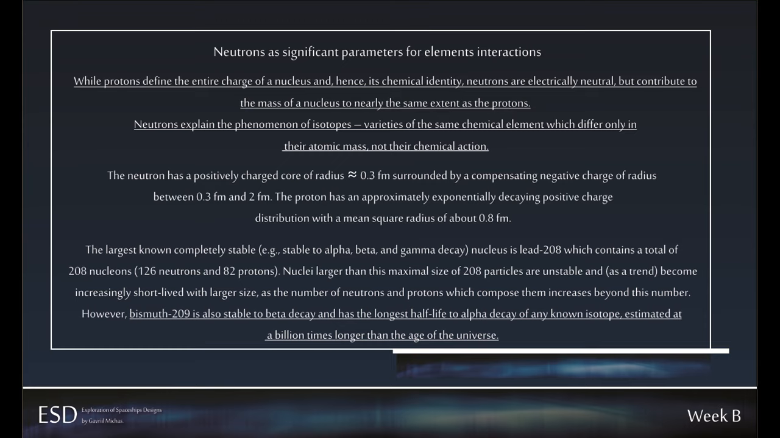Nuclei larger than this maximal size of 208 particles are unstable, and as a trend become increasingly short-lived with larger size, as the number of neutrons and protons which compose them increases beyond this number. However, Bismuth-209 is also stable to beta decay, and has the longest half-life to alpha decay of any known isotope, estimated at 1 billion times longer than the age of the universe.